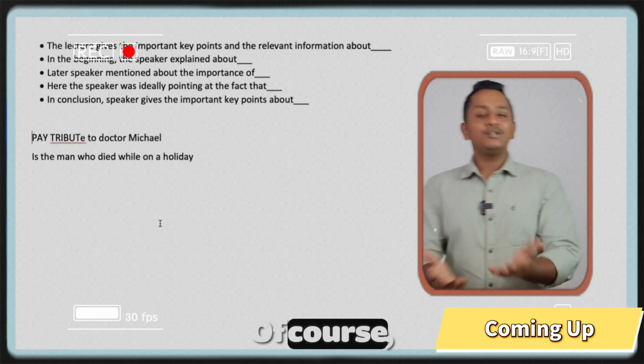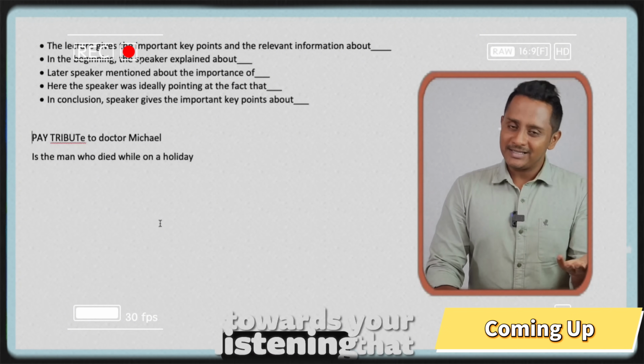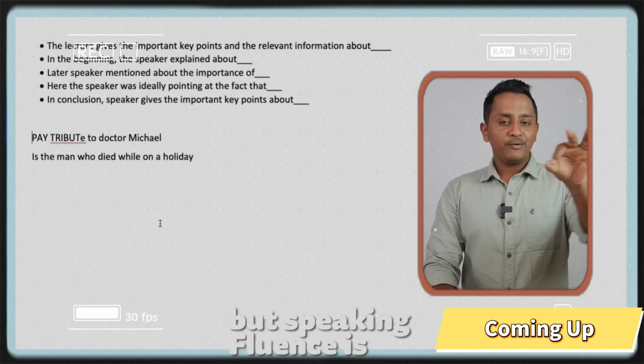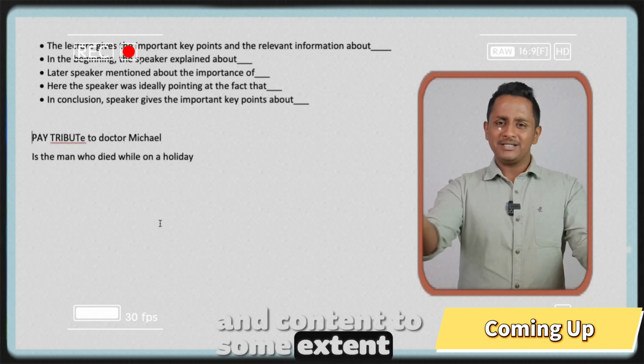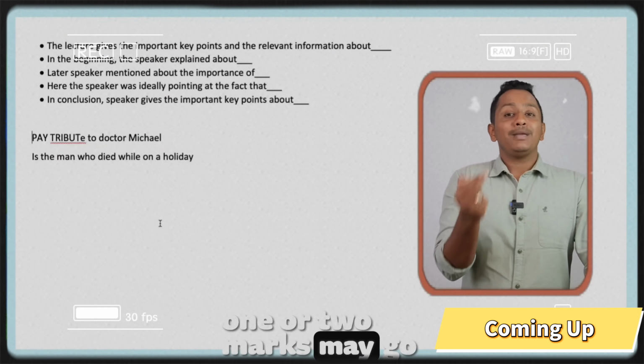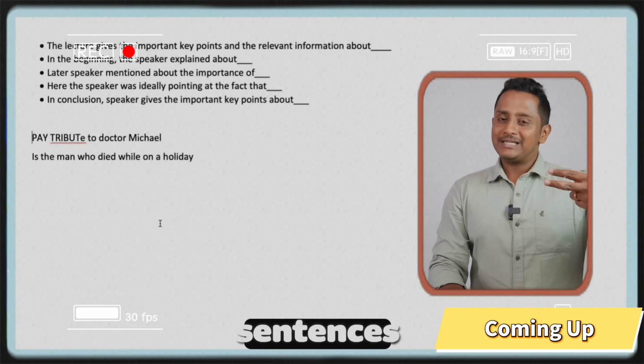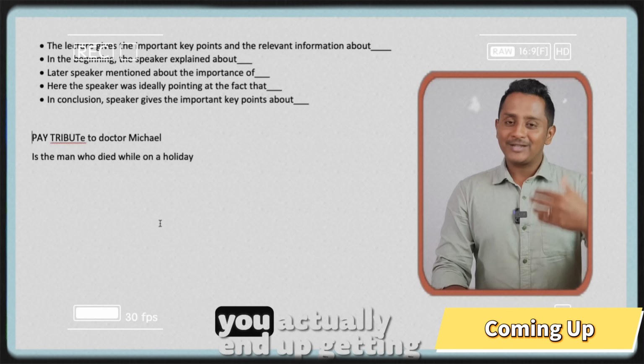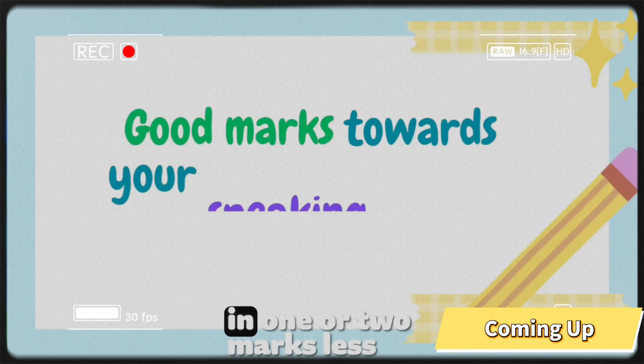This is the way you speak. Of course, you may lose 1 or 2 marks towards your listening because the content is less. But speaking, fluency is perfect, and content to some extent you're giving. Speaking could be 90 if you just follow this. Listening 1 or 2 marks may go down, but you have written only 2 sentences. Instead of getting 0, you actually end up getting good marks towards your speaking and 1 or 2 marks less towards your listening.